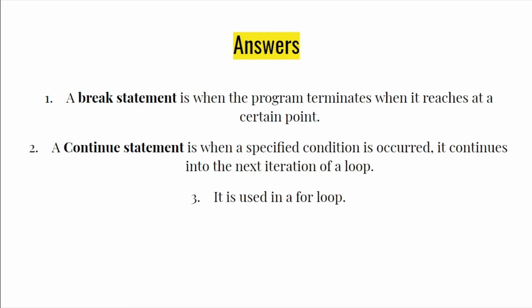So number 1, a break statement is when the program terminates when it reaches a certain point. Number 2, a continue statement is when a specified condition occurs, it continues into the next iteration of the loop. And number 3, it is used in a for loop.